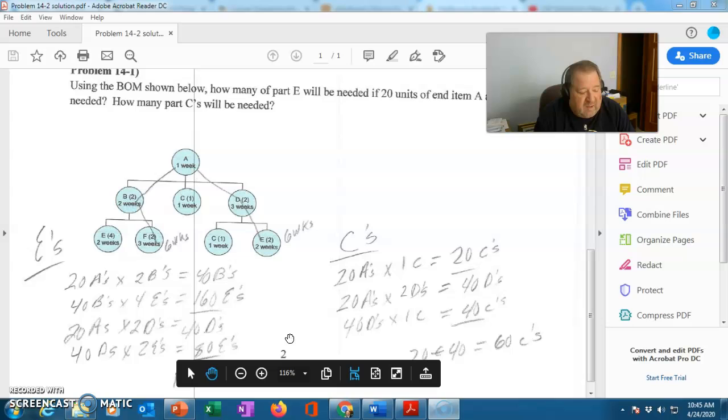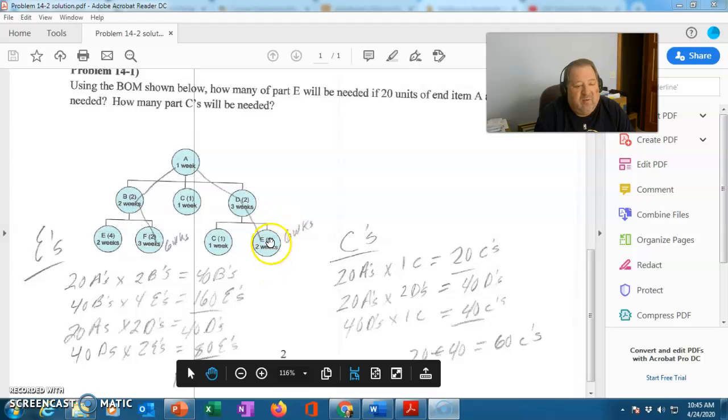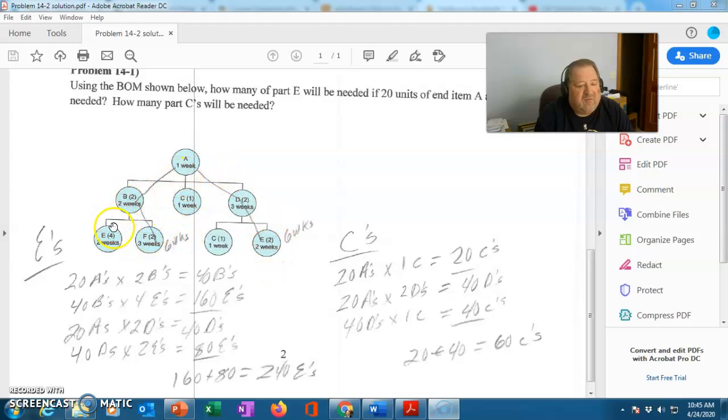Problem 2 said, based on the BOM in Problem 1, what is the cumulative lead time for end item A, and how will this information be used? So we need to determine how long it takes to produce A, and we could draw paths for all of these, but we are interested in the longest paths, and here, A to B to F is 6 weeks, A to D to E is also 6 weeks, so 6 weeks is our lead time.